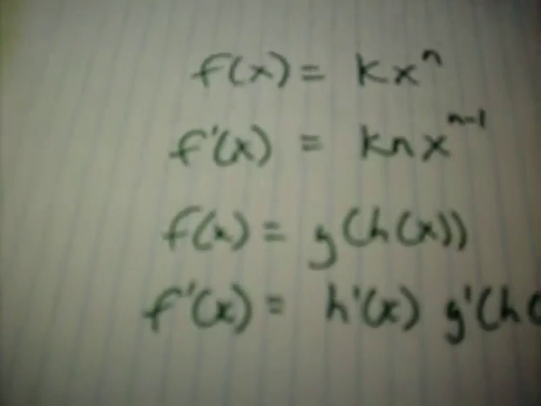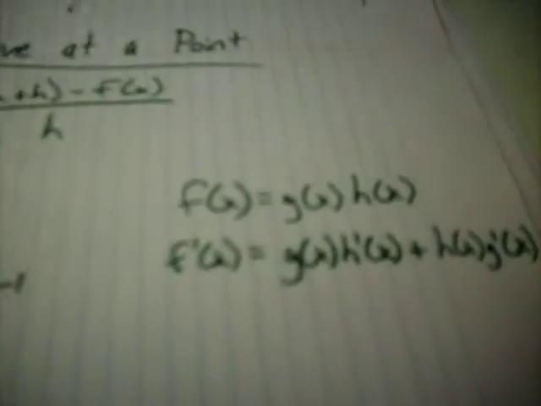So, we have another one. F of x equal to g of h of x. Well, we know g is changing, but we also know h of x is changing. So, we want the instantaneous slope of g with respect to the instantaneous slope of h. That's simply defined as the chain rule: h prime of x, g prime of h of x.